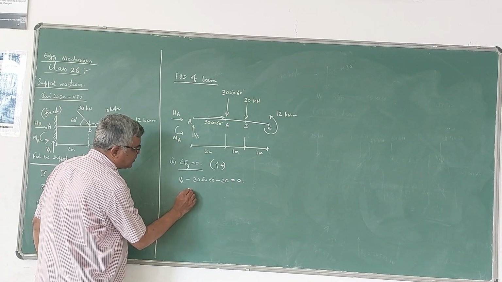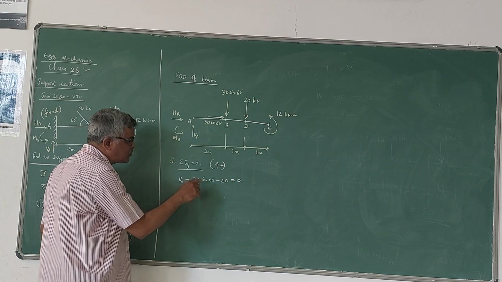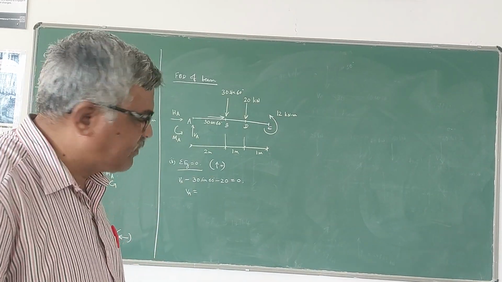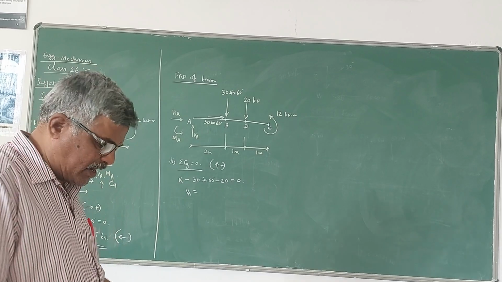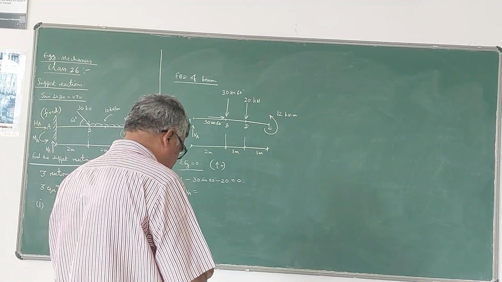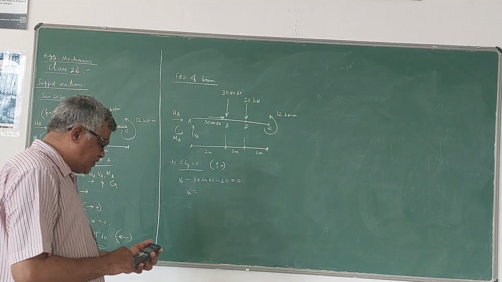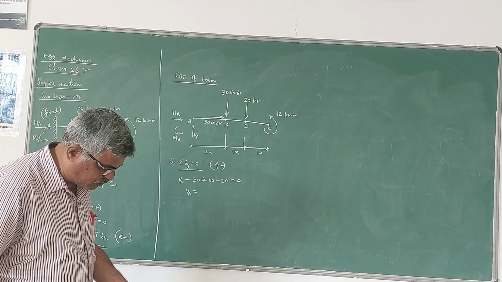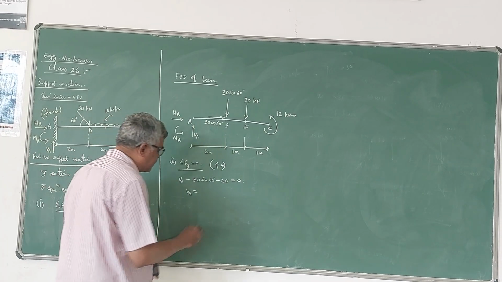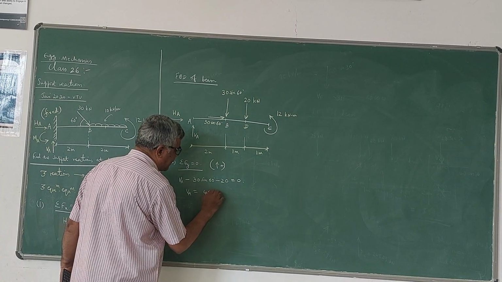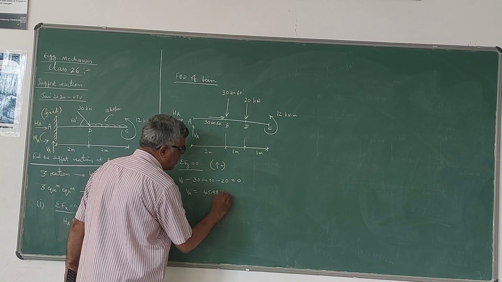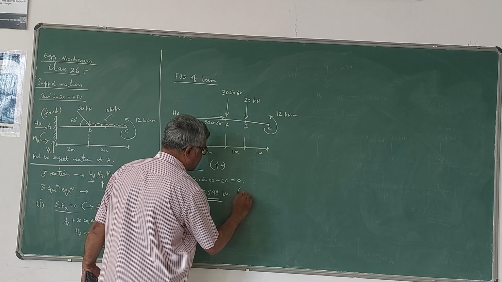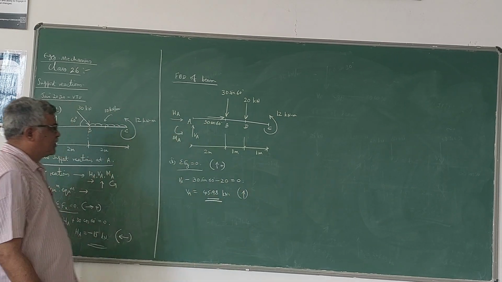Now simplify this, you will get VA. So VA is 30 into sin 60 plus 20. If you simplify that, 30 into sin 60 plus 20, it becomes 45.98 kilonewton. So you have a positive value, that means the assumed direction of VA is correct, that is upwards.